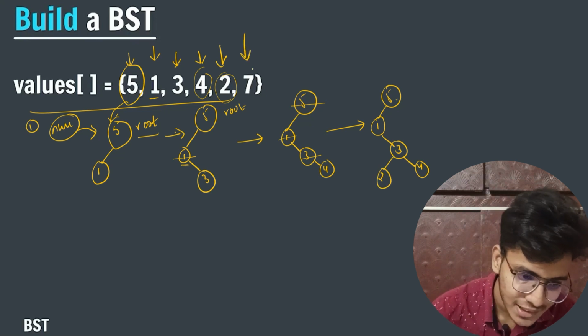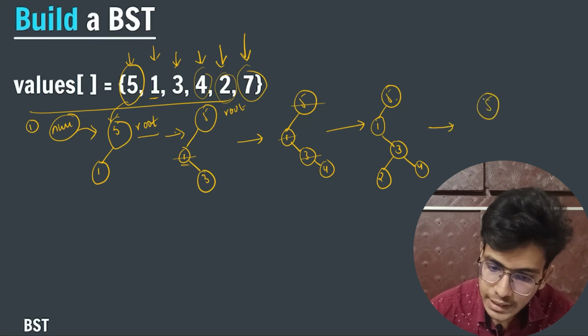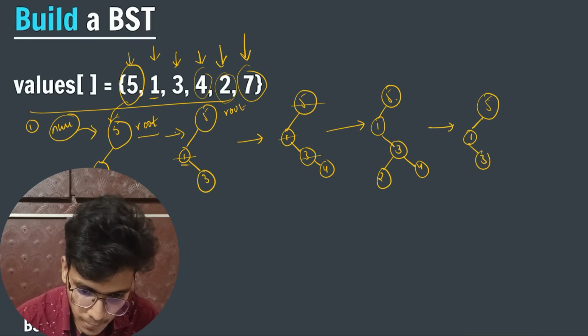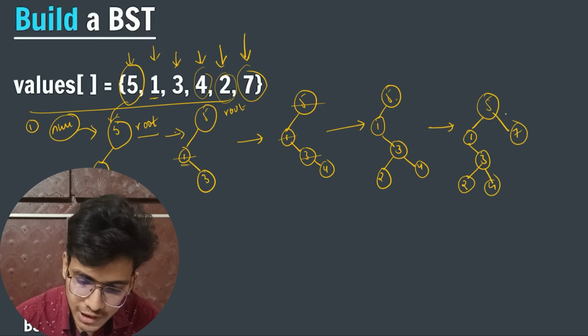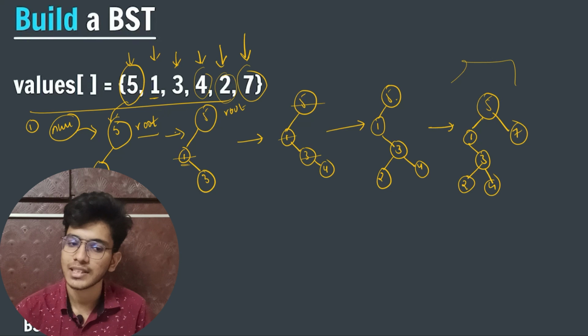My last element is 7, which is greater than 5. So my tree will finally be like this: 1, 3, 2, 4 and 7. So this will be my final root node. This will be my final BST. This is how I will create it.